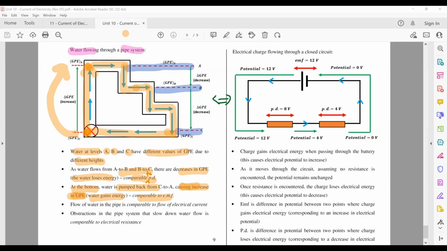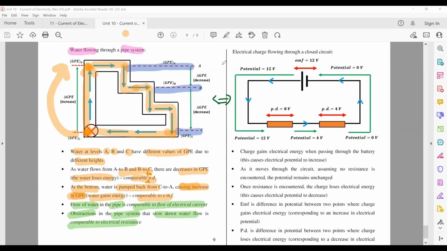Now, the flow of water inside the pipe is comparable to the flow of electrical current. Any obstructions in the pipe that slow down the water flow are comparable to electrical resistance. So this is what you expect to see for water flowing inside a pipe system.